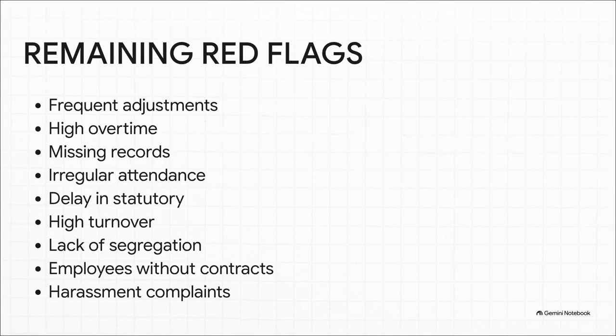The remaining red flags are just as critical. Frequent adjustments, high overtime, missing records, irregularities in attendance, delay in statutory payments, high turnover, lack of segregation, employees without contracts, and harassment. Take high overtime without proper approval, for example. Operationally, that points to a total systemic breakdown. It could mean deliberate wage theft is happening, or it might just mean management has completely lost control over scheduling. Either way, for sure, it's a massive red flag.